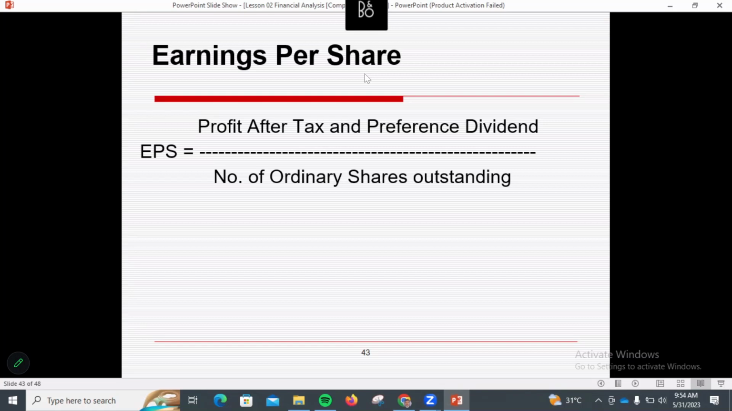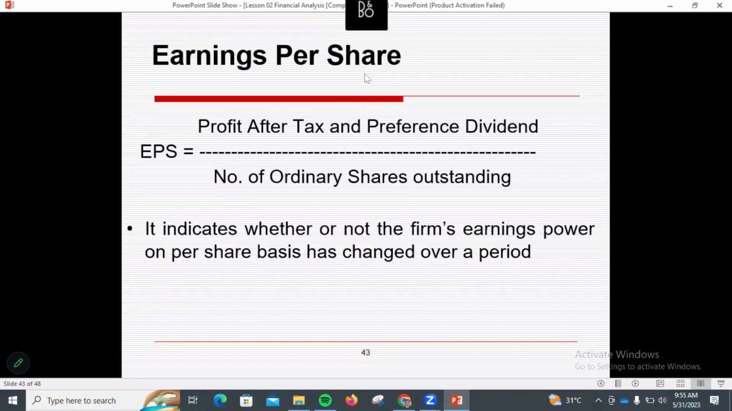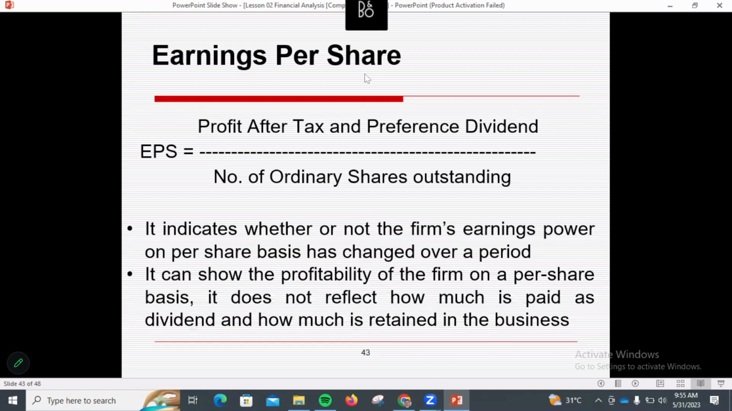So those are the advanced cases. As a fundamental, you can just consider the number of ordinary shares outstanding at the year end, as given in the year end balance sheet. It indicates whether or not the firm's earnings power on a per share basis has changed over a period. It can show the profitability of the firm on a per share basis. It does not reflect how much is paid as dividend or how much is retained in the business.